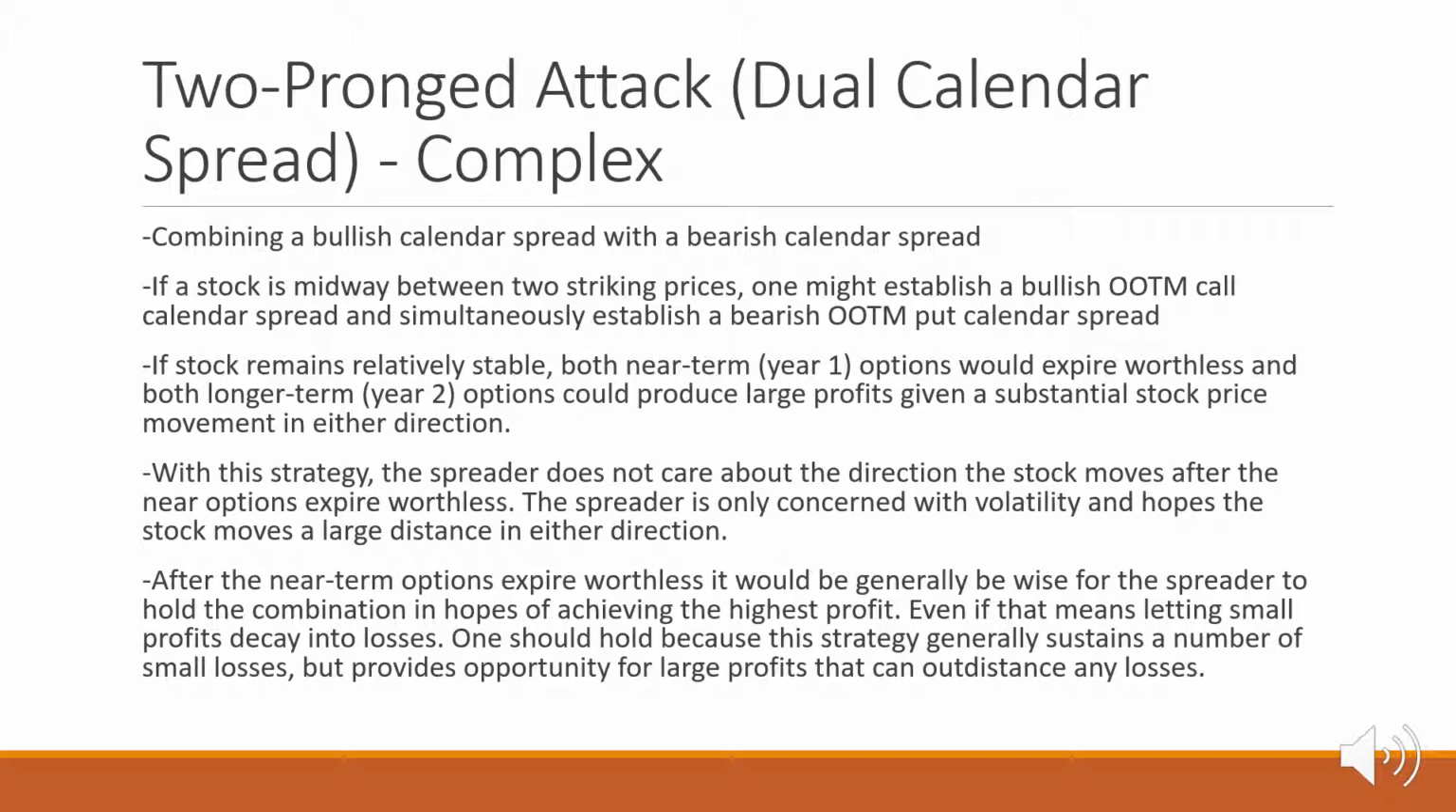If the stock remains relatively stable, both near-term, year 1 options would expire worthless, and both long-term, year 2 options could produce large profits with a substantial stock price movement in either direction.